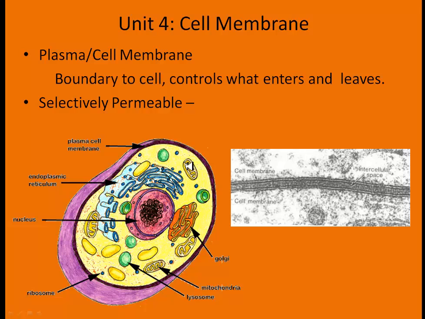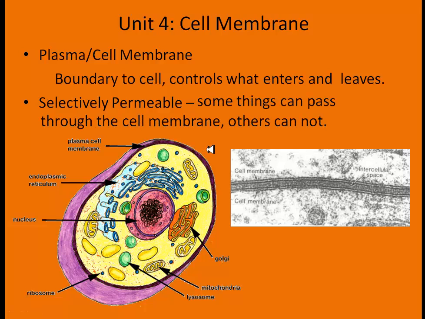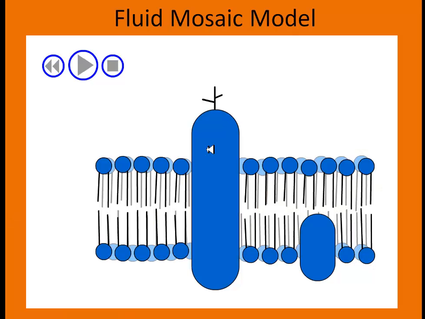these little double membraned, binary fissioned, self-contained DNA organelles, which we talked about in Unit 3. Some things can pass through the cell membrane, other things cannot.